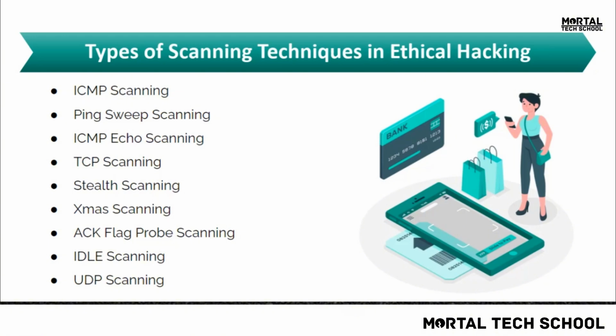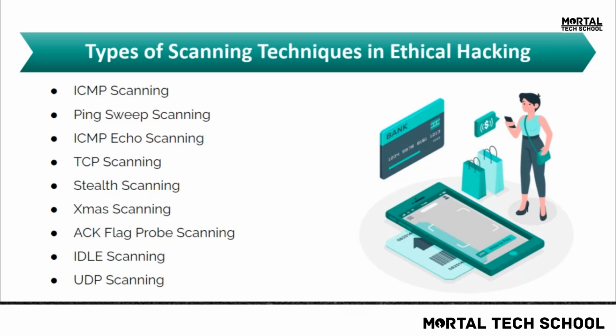ICMP scanning, that is, Internet Control Message Protocol scanning, is used to check the live systems. Ping scan involves sending ICMP echo requests to a host. If the host is alive, it will return an ICMP echo reply. This scan is useful for detecting active devices or determining if ICMP is passing through a firewall.